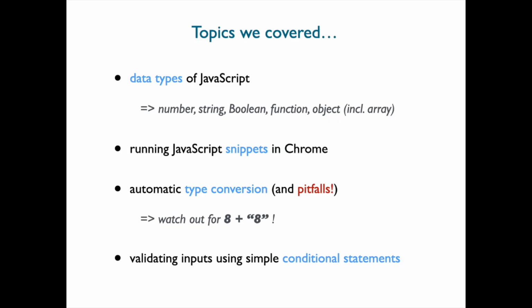So that was a quick introduction into some data types of JavaScript, focusing in particular on booleans, strings, and numbers, which again makes no distinction between integers and floats. We had a go at running some JavaScript snippets in Google Chrome in the developer tools. We had a look at the issue of automatic type conversion and saw how the value returned by our prompt was a string, and yet it was being treated as a number. We also had a look at this one particular pitfall, where the plus operator between a number and a string leads to string concatenation. Finally, we validated some inputs using some simple conditional statements, if and else.